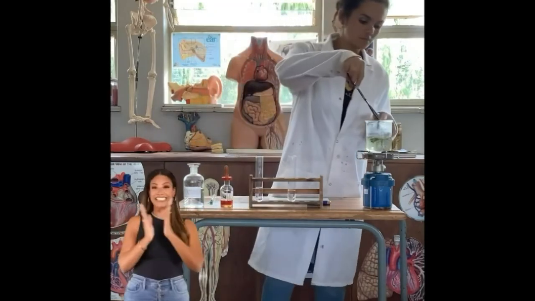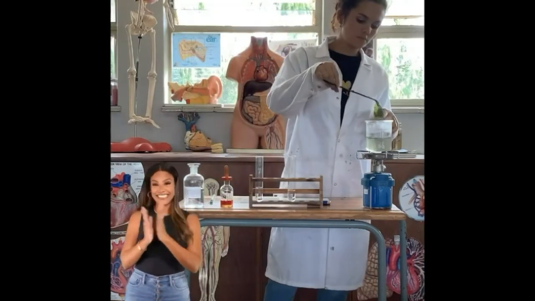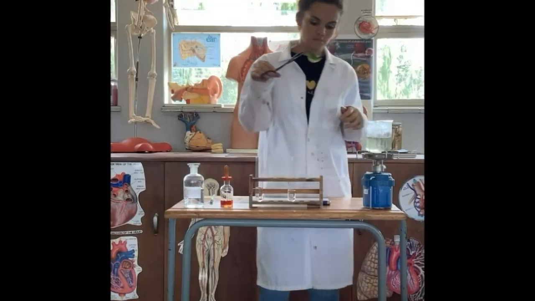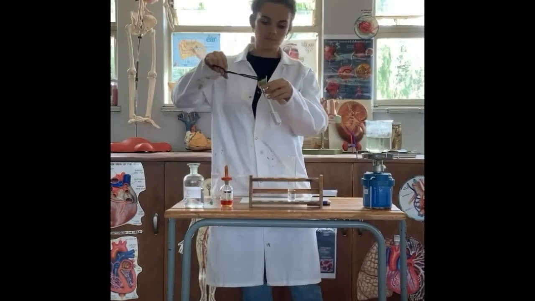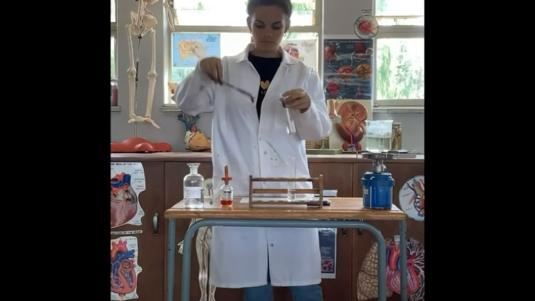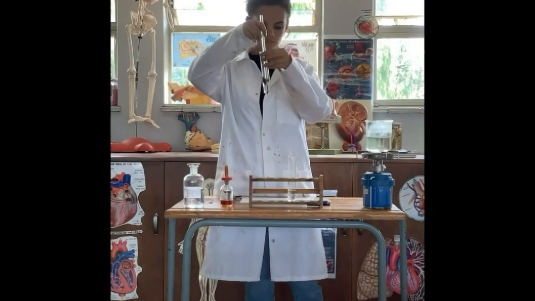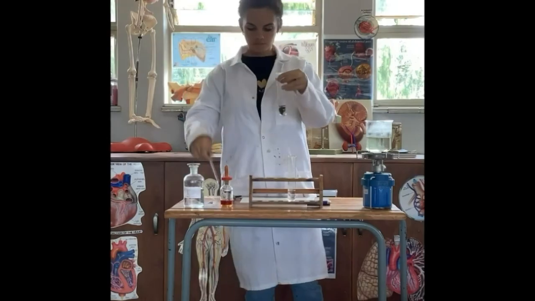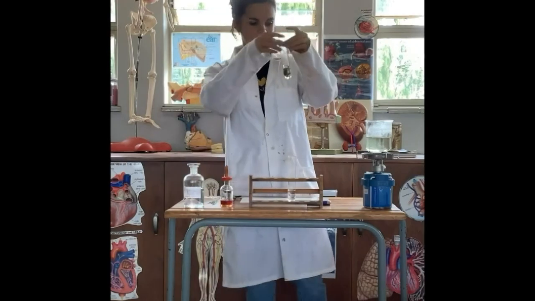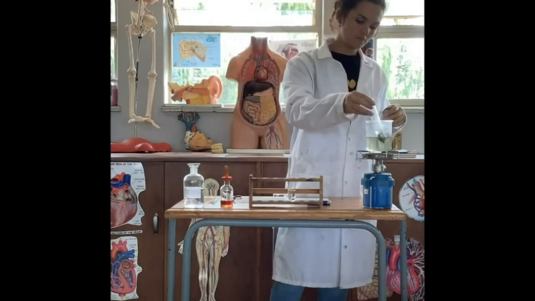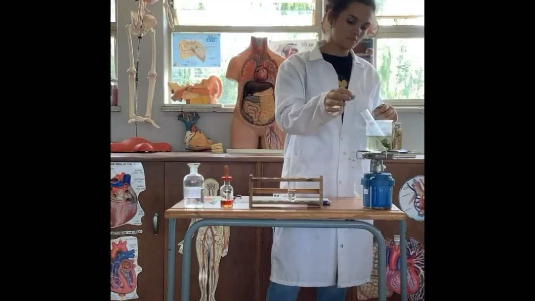Now we will take the tong to remove the leaf from the water. So this will be the leaf in the cupboard. We will place it in the test tube filled with ethanol. I just pushed it down a little bit with a glass rod, and then I did exactly the same with the leaf that was found in the sunlight.